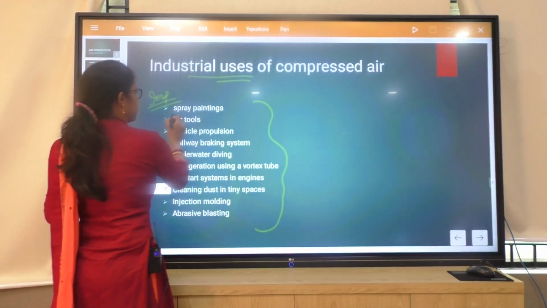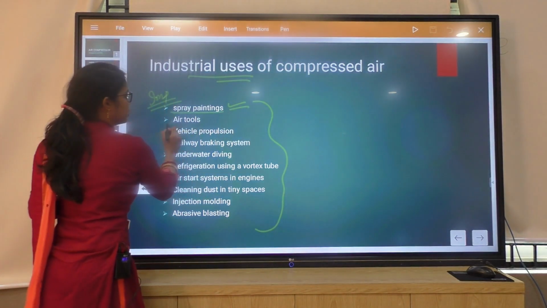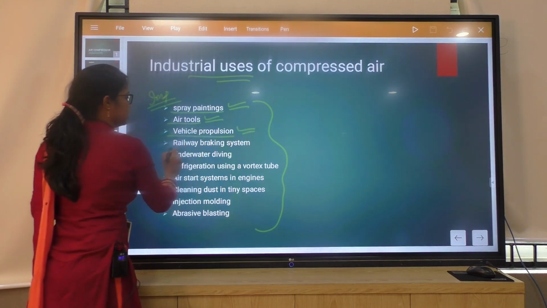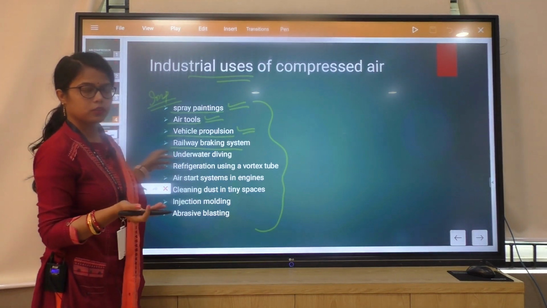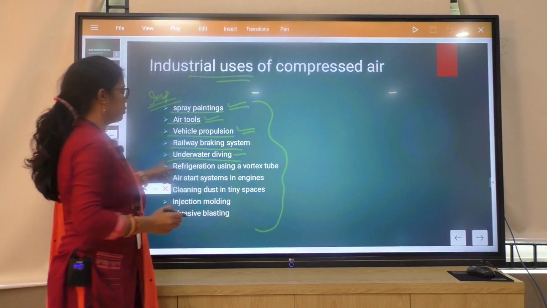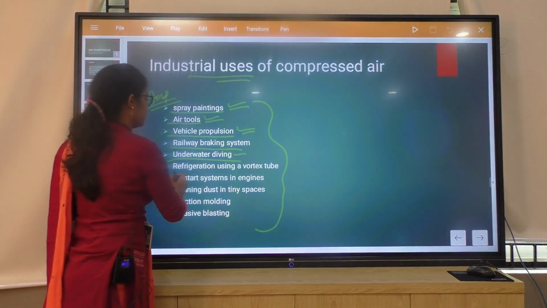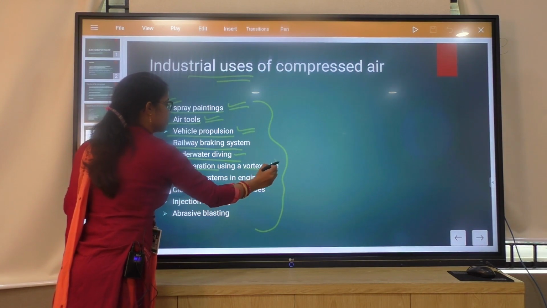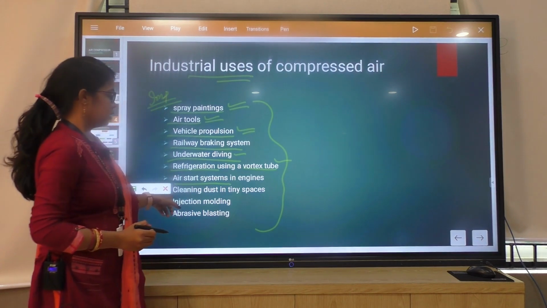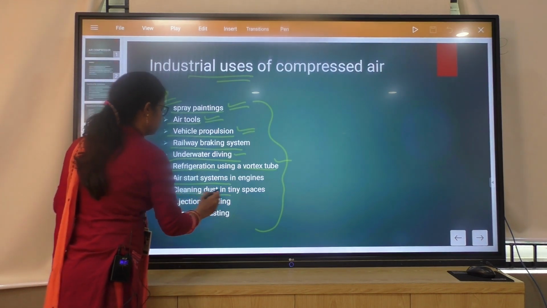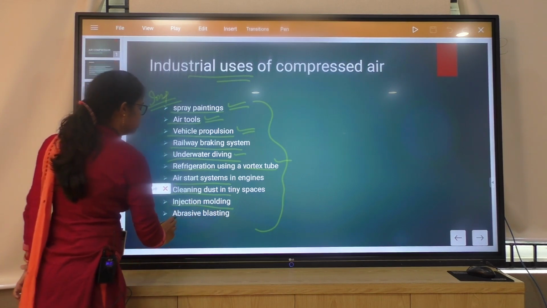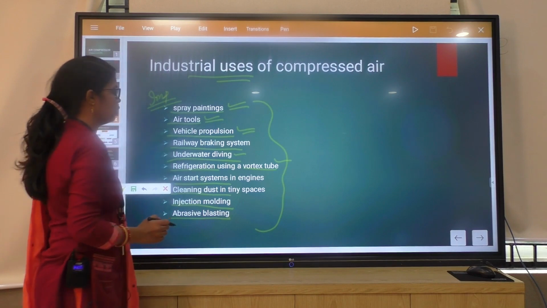First is spray painting, then air tools, then vehicle propulsion, then the railway braking system. In the railway braking system we are utilizing compressed air. Then underwater diving we are utilizing compressed air. Refrigeration using a vortex tube, air starting system, then cleaning dust. Then injection molding, we are also utilizing compressed air. Then abrasive blasting, also we are utilizing compressed air.